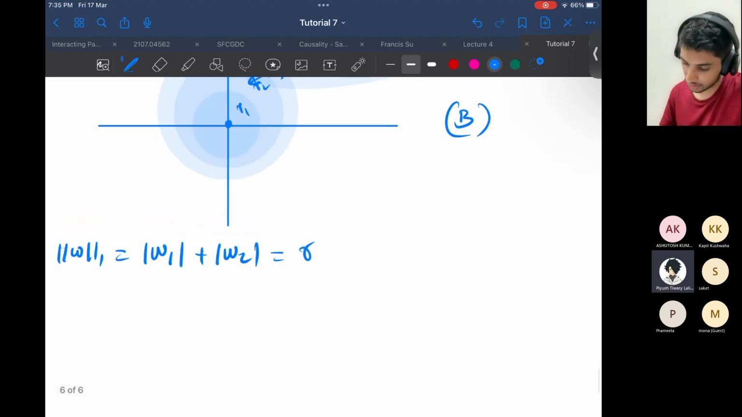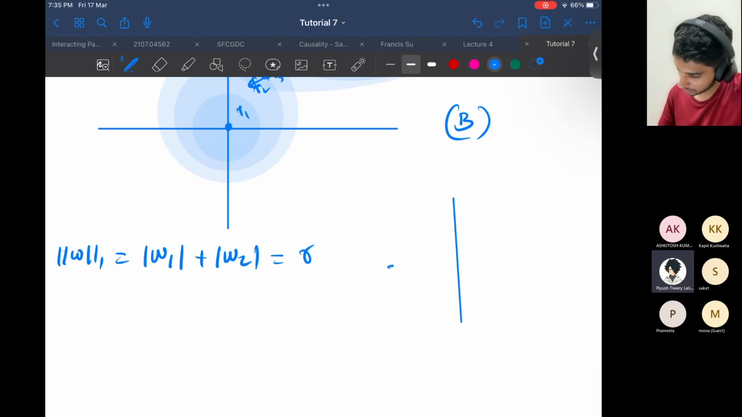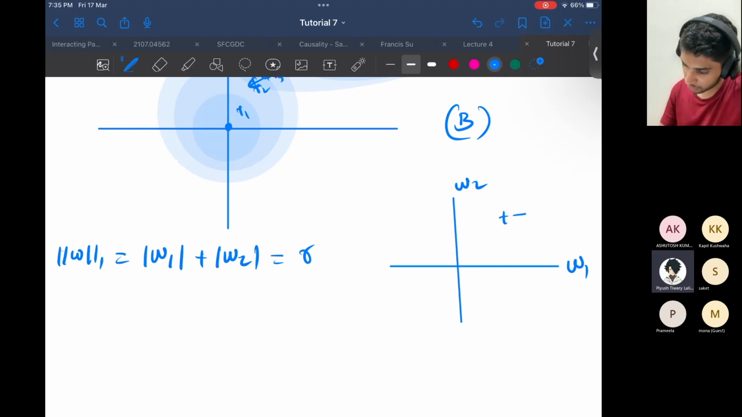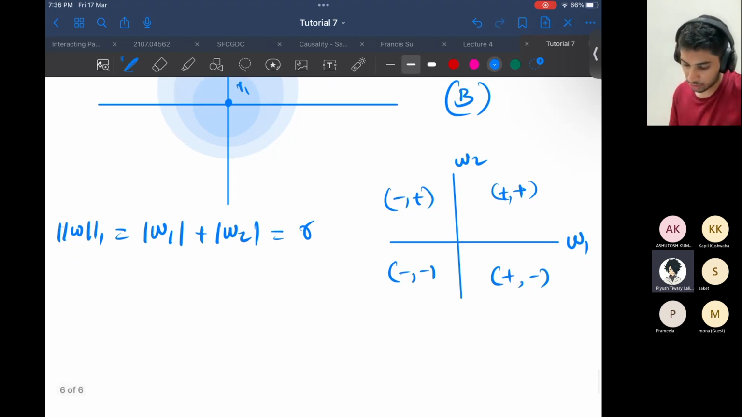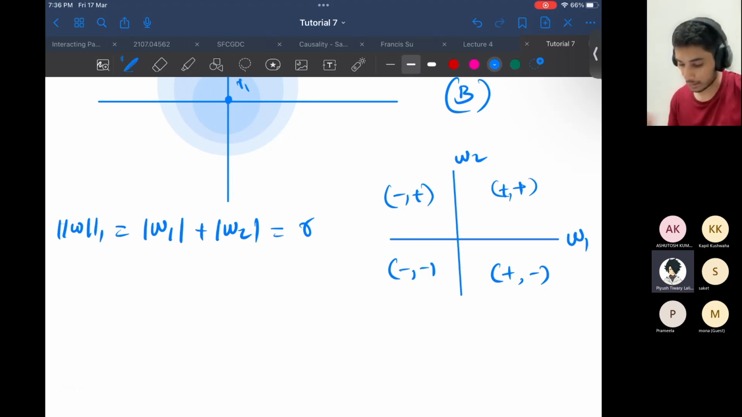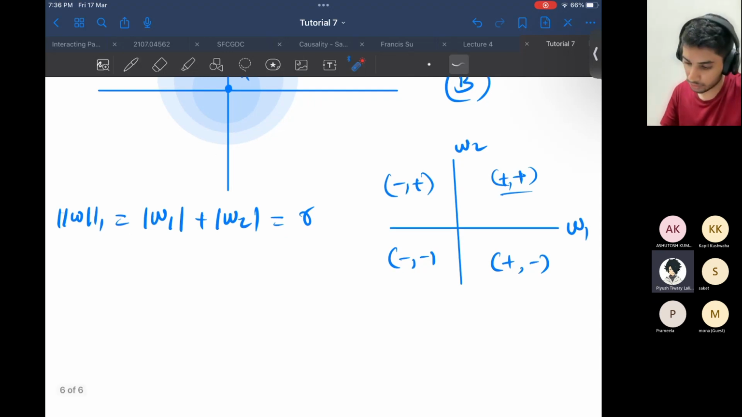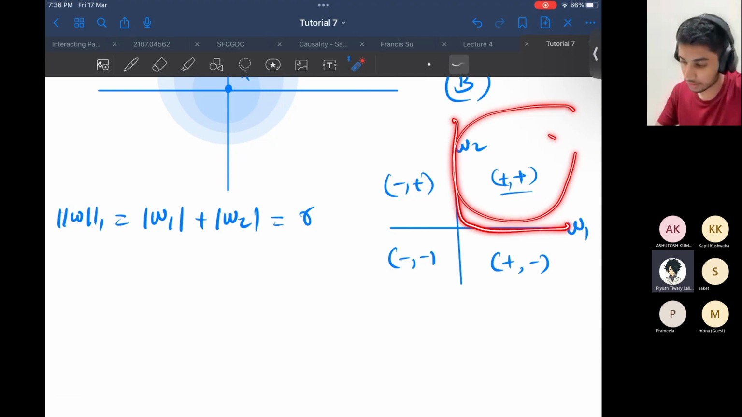If I draw this plane, this is W1, this is W2. In this part both are positive. Here W1 is positive, W2 is negative. Here both are negative, and here one is negative, one is positive, right? This is a basic thing, I just wrote it to make things sure. All these four cases are possible. Now let's consider the first case that both of them are positive. So W1, W2 are in this quarter of my Cartesian plane.